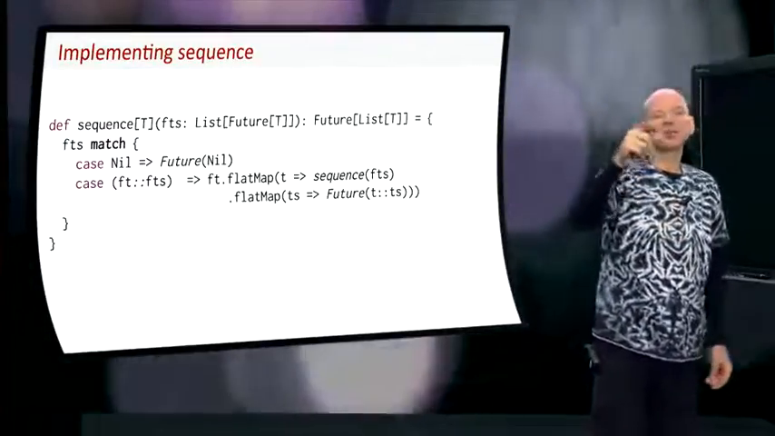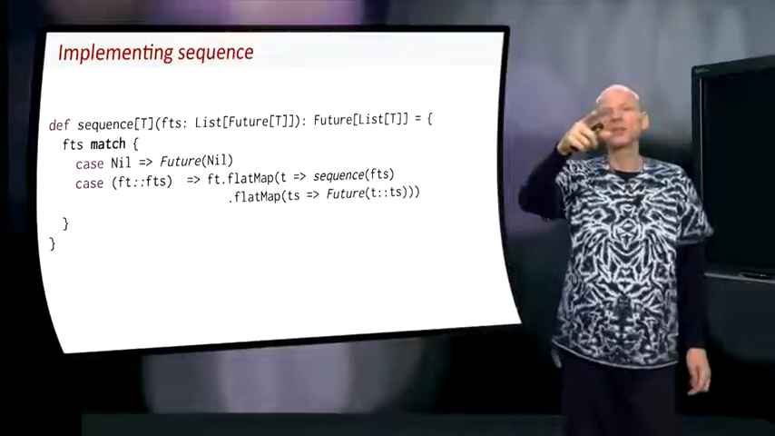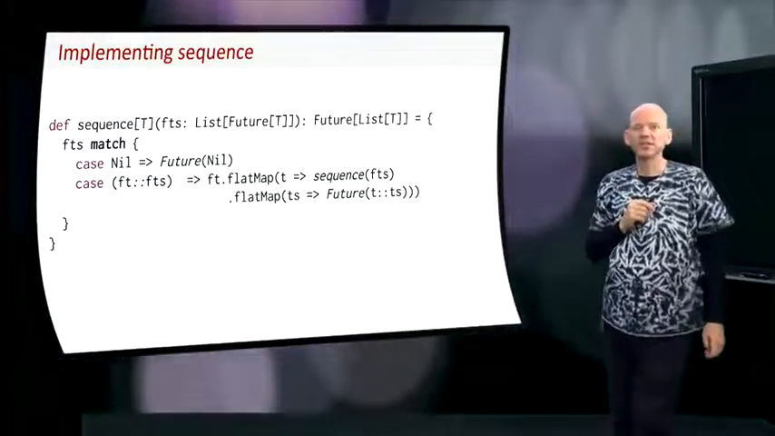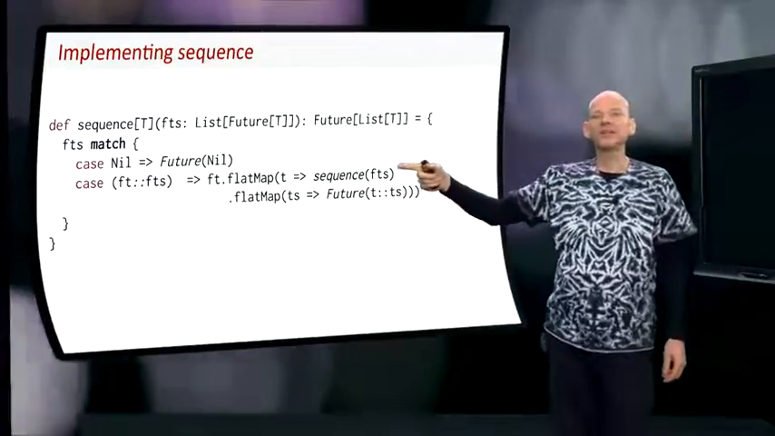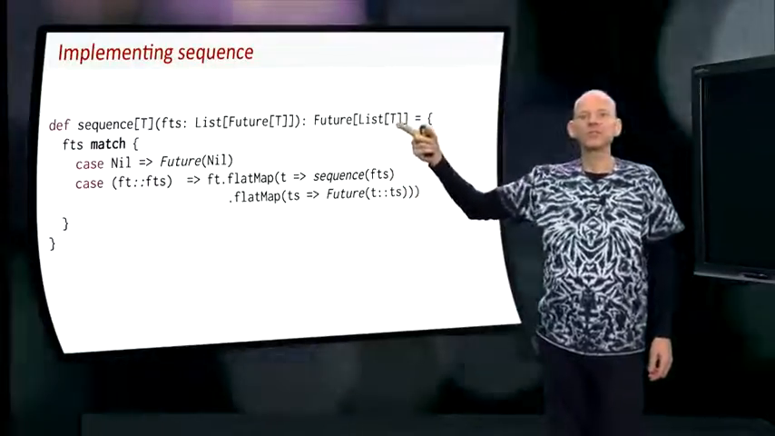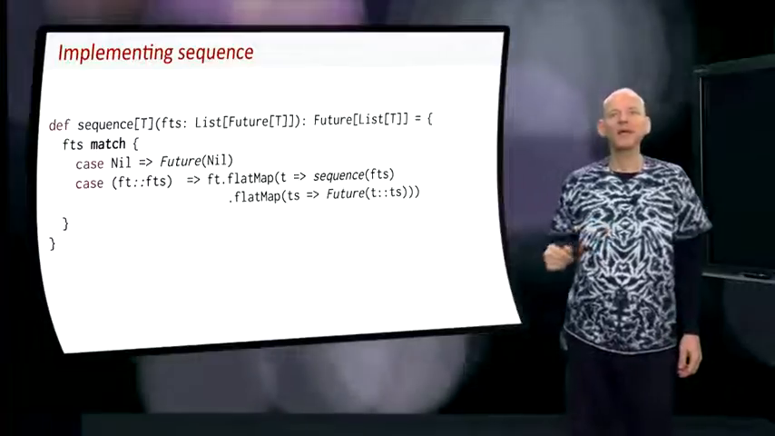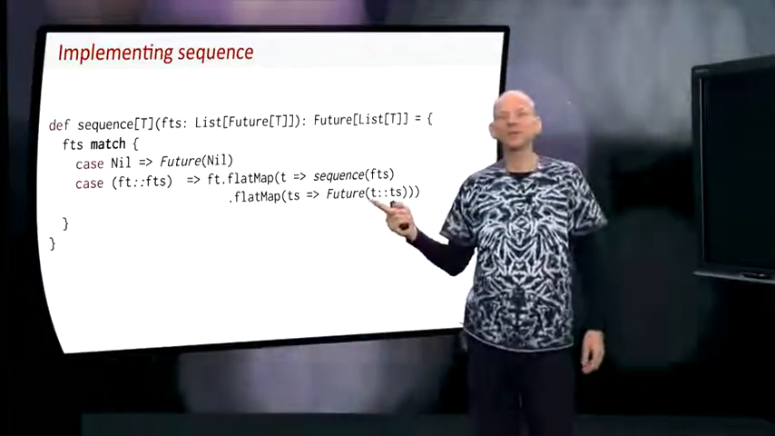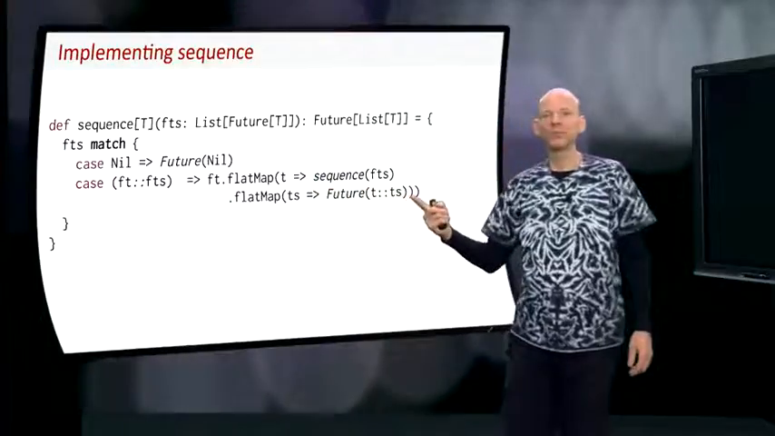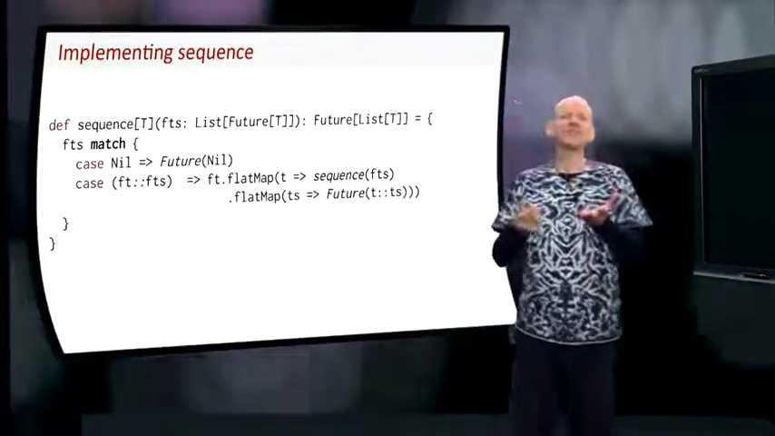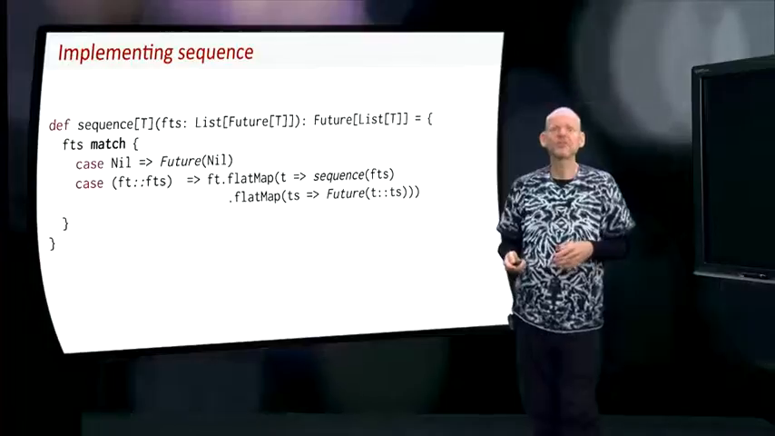And what we do is we call the flatMap of future. Then we get the value t. Then we recursively sequence the rest of the list, which returns a future of list. So we flatMap that again. And then we return a new future, putting the first value there on top of the rest of the list. So this is quite elegant and nice.